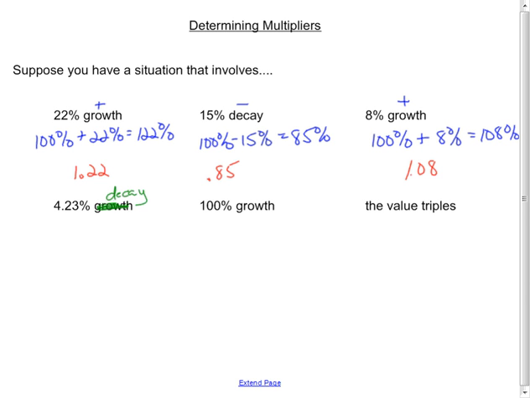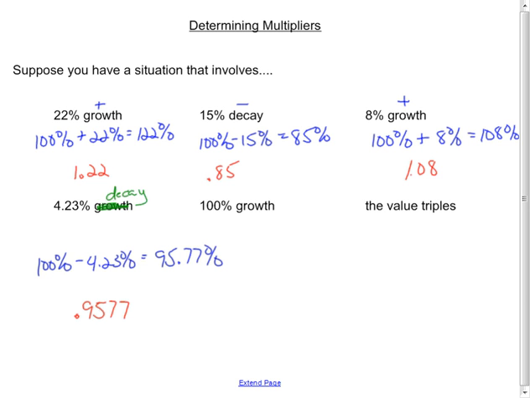Okay? So 4.23% decay. This would give us, starting again with 100%, subtracting 4.23% is going to give us 95.77%. Now we got to be a little careful here because this percent has a decimal in it, but in the end, we just use the rule, swing it twice to the left. We're going to get 0.9577.